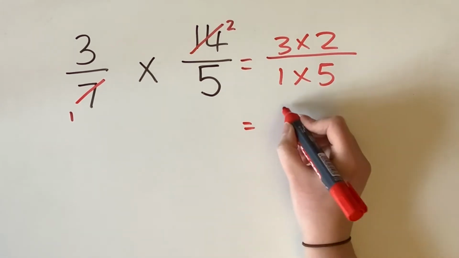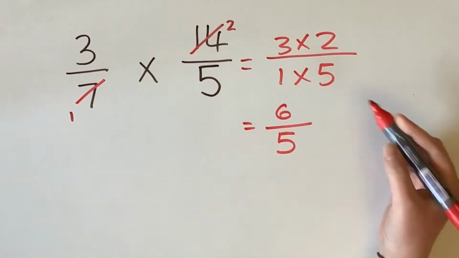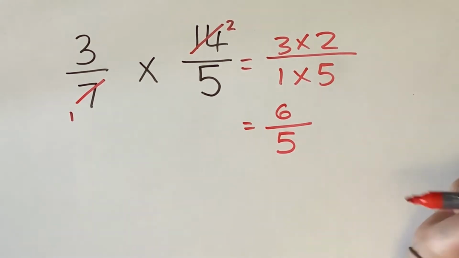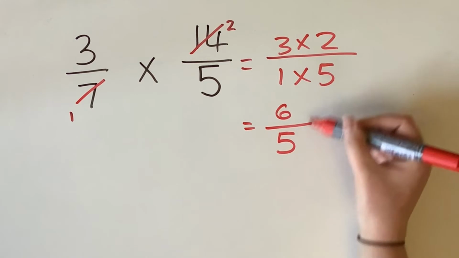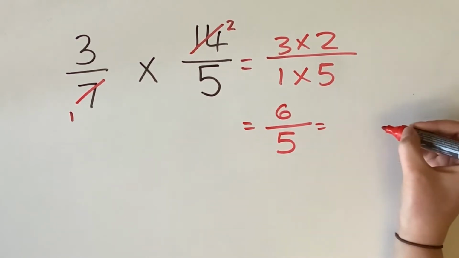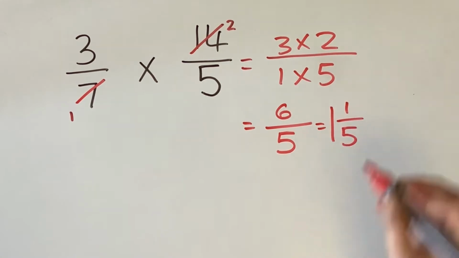3 times 2 is 6. 1 times 5 is 5. So my answer is 6/5. If I look at that, can I simplify it? Yes, I can, because at the moment it's an improper fraction. So my answer would be 1 and 1/5.